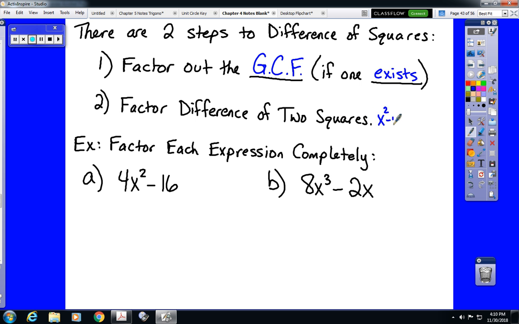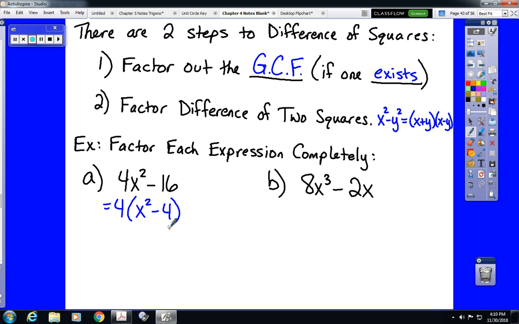Again, that's x squared minus y squared is x plus y, x minus y. Notice how I changed the variables, because you can make the variables whatever you want them to be. So 4x squared minus 16. You might think, oh, those are perfect squares. I should go straight to step 2. No. They are divisible by 4. So your first step has got to be to factor out the 4.